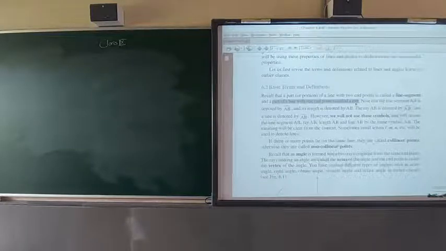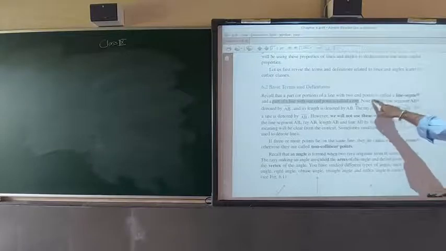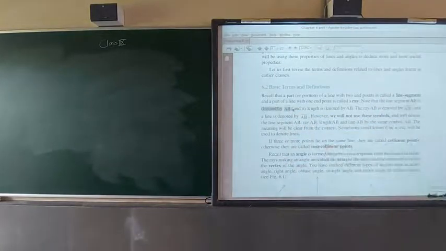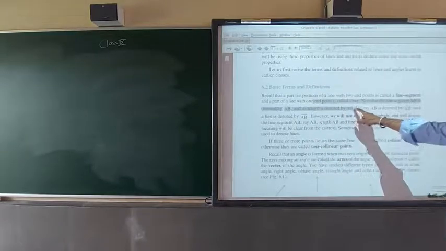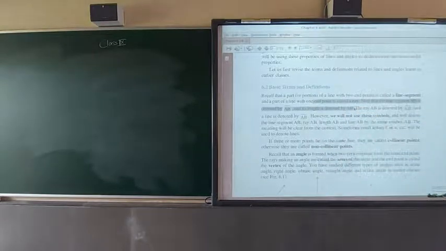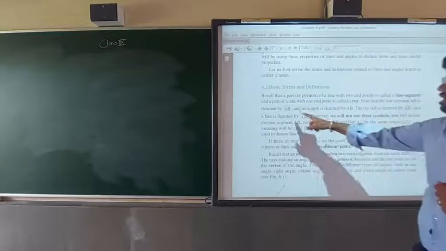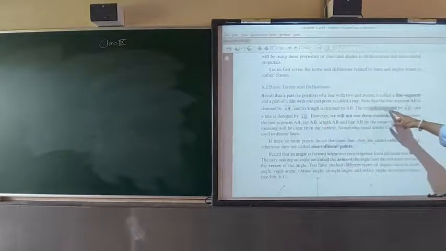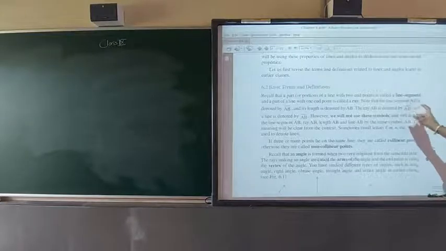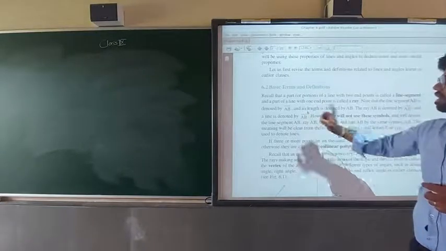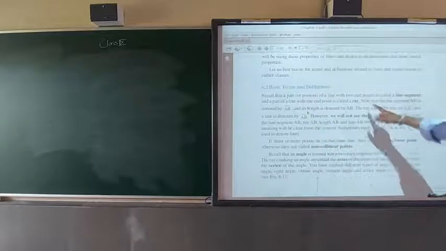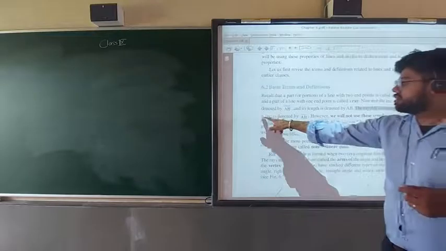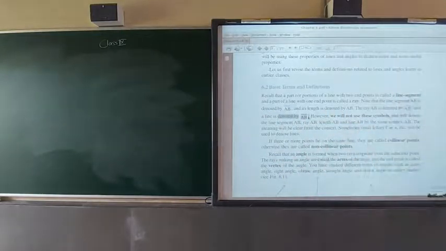Now note that the line segment AB is denoted like this, AB, and its length is denoted by AB. This also you have to write. Here both the arrows should be there. The ray AB is denoted by a single arrow, and a line is denoted by both the arrows. No need to write this whole thing, right from here only. The ray AB is denoted like this and the line is denoted by this much only.